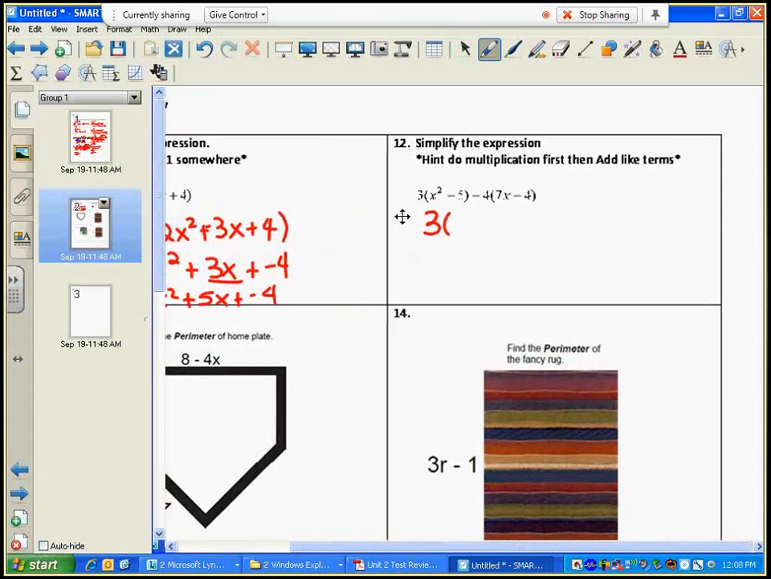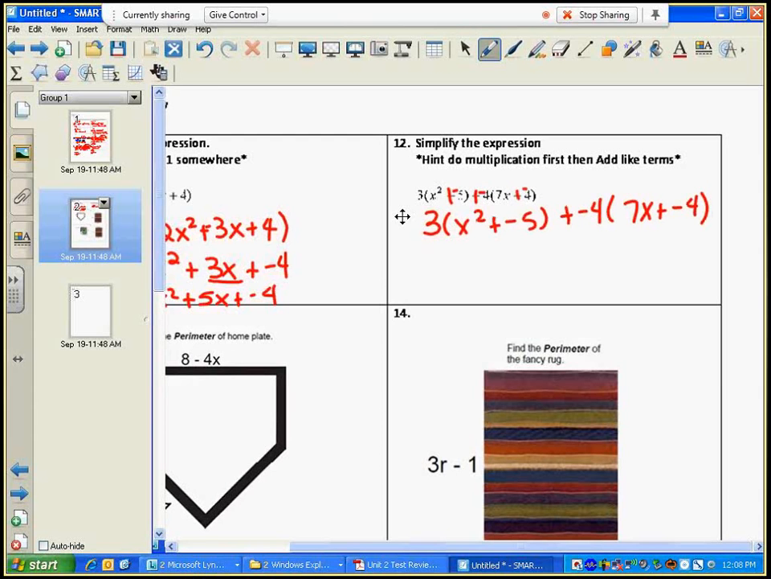3 times x squared plus negative 5, minus 4. We're going to change that, plus negative 4 times 7x plus negative 4. So leave, change that. And leave, change that. And leave, change that.